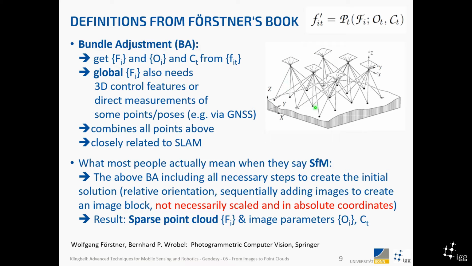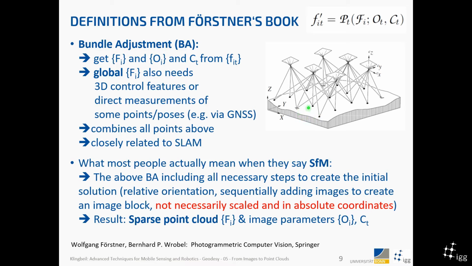So here we again see a figure of some images which have been taken from a drone or from a UAV, and from each of those is a camera, and each of those can see certain points on the ground, right? And the bundle adjustment is then estimating the position and orientation of all these cameras, and the position of all these points, yeah.